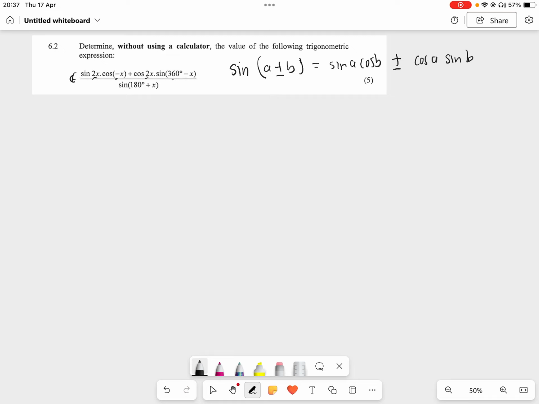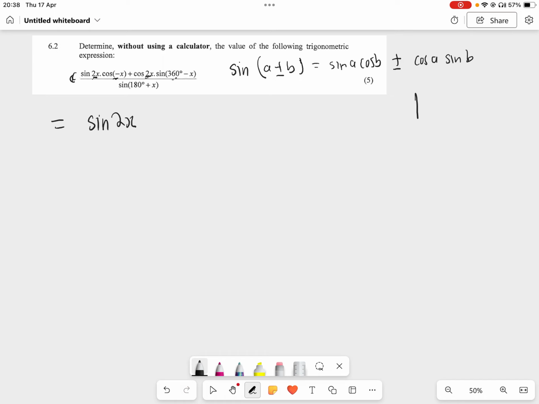So now here we can see that we do have the sine of 2x, we do have the cos of 2x, but then you have a cos of negative x and a sine of 360 degrees minus x. So it may seem like it won't work, right? But if you simplify this further, we are going to get something. So now walk with me. We are going to leave this as sine 2x.